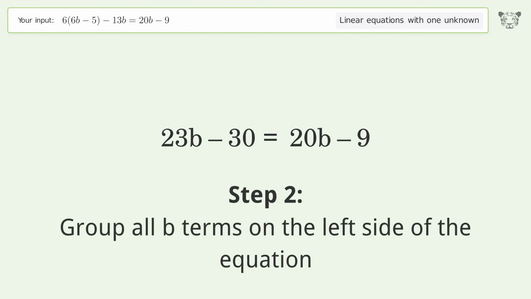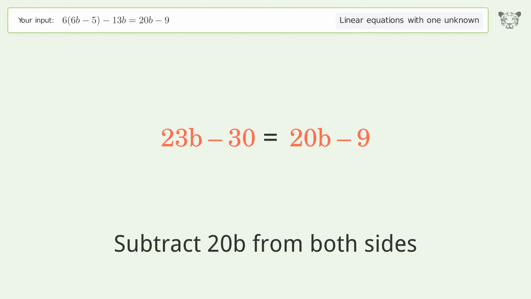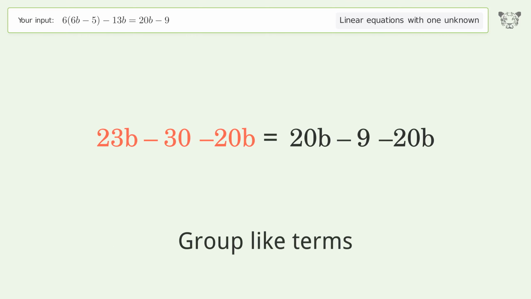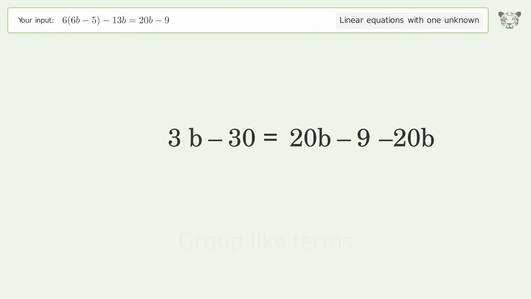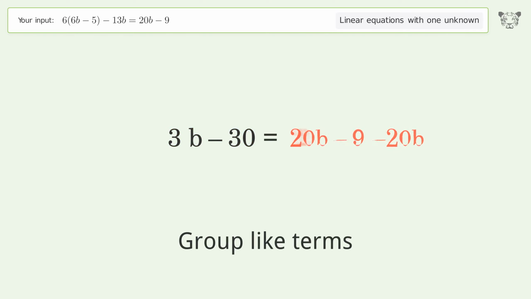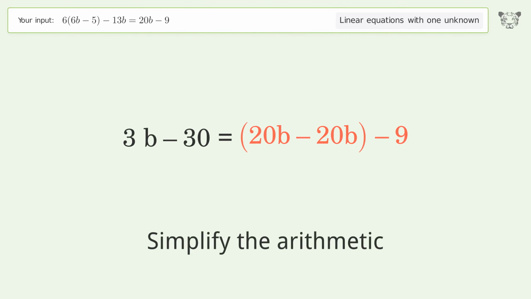Group all b terms on the left side of the equation. Subtract 20b from both sides. Group like terms. Simplify the arithmetic. Group like terms. Simplify the arithmetic.